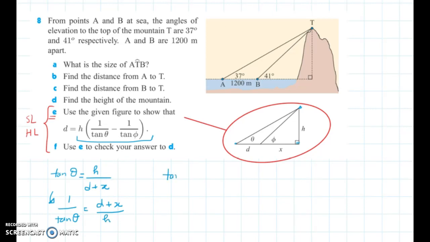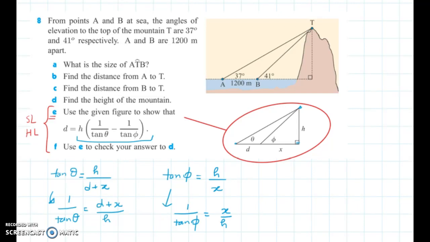To find the value of tangent of phi, we have to focus on the small triangle. Here, the side opposite to it is also h, but the adjacent one is x. And again, we would like to find the reciprocal of that, so we need to flip numerator and denominator. So this is x over h.